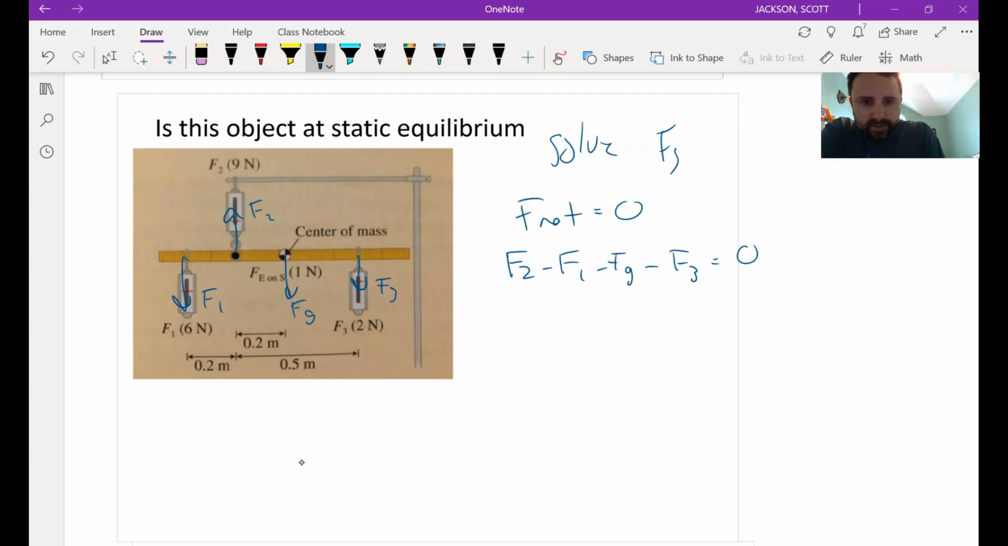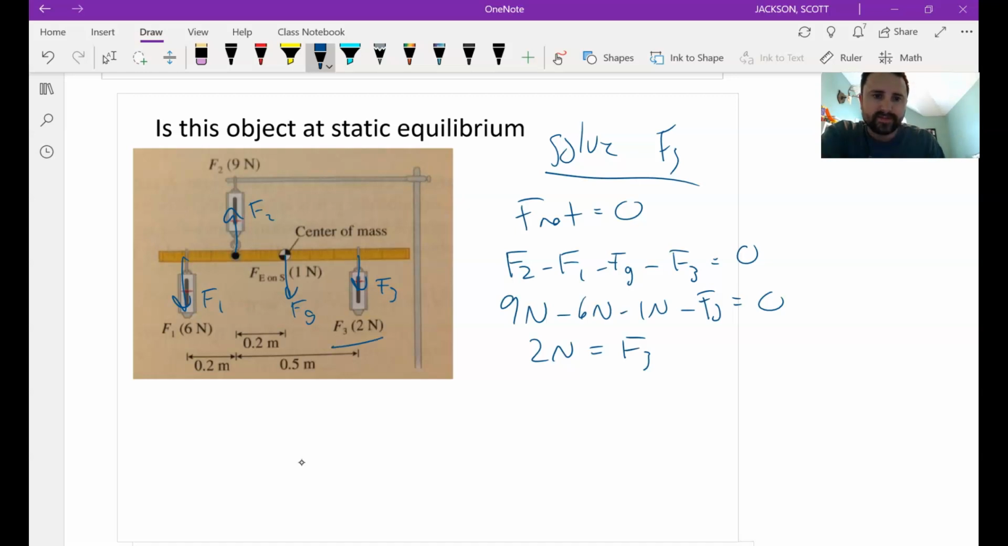Let's plug in and see what we get. This is 9 newtons minus 6 newtons minus 1 newton, and we're solving for F3 to see what we get. And so F3 equals 9 minus 7, so I have 2 newtons equals F3. Hey, that's what we had right there. So that worked. So I didn't even need torques.